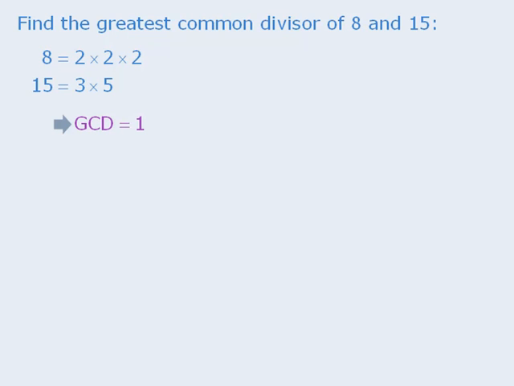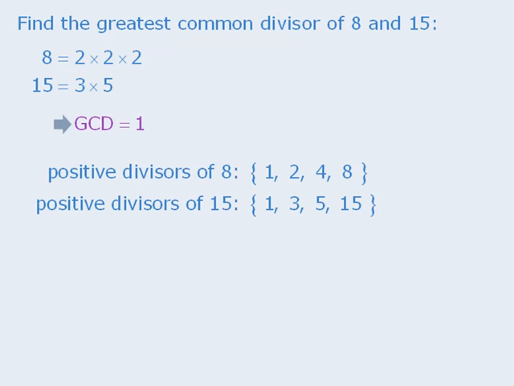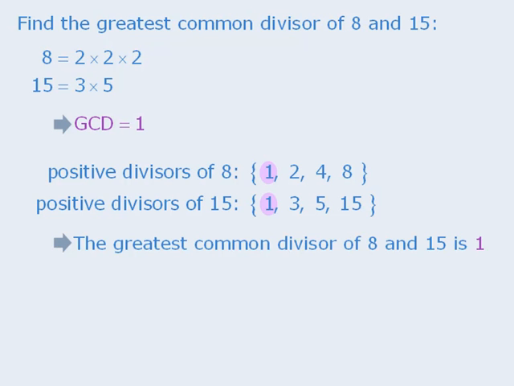The reason for this is that although it isn't necessarily apparent here, all positive integers have 1 as a divisor. So if we list the positive divisors of 8 and 15, we can see that both numbers have 1 as a common divisor. So the greatest common divisor of 8 and 15 is 1.